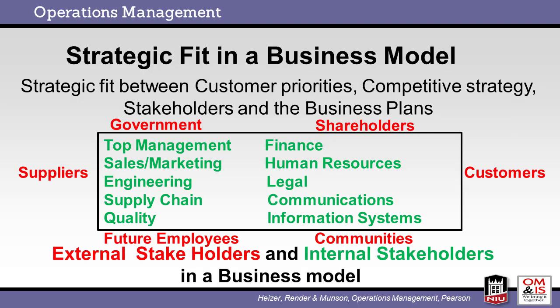Here we see the elements that must be in alignment for a strong strategic fit. External and internal stakeholders must share a common strategy and set of priorities. Without this alignment, conflict will occur and the business may not thrive.